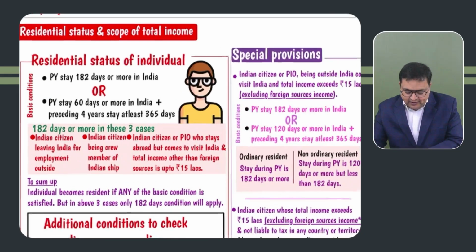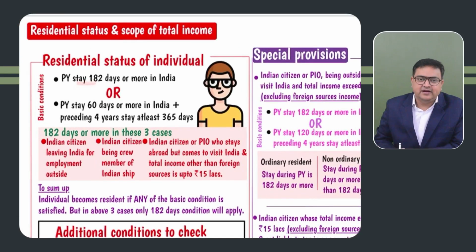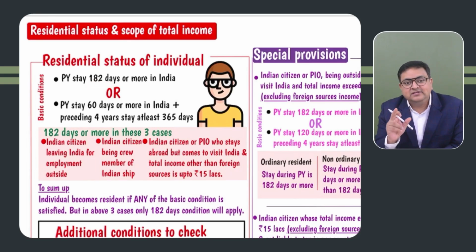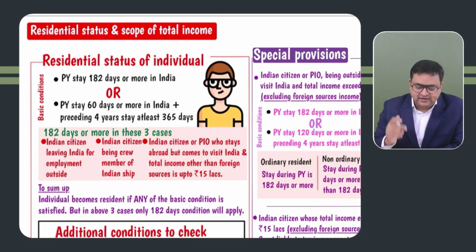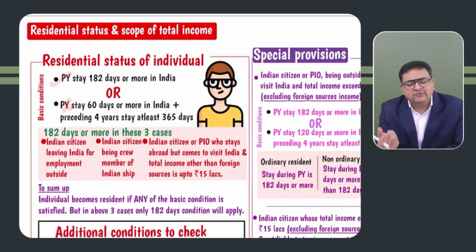Got it? Now, what are the basic conditions? The stay in India should be 182 days or more. If it is 181, no. At least the stay should be 182 days or more, then the assessee would be resident. So if the first condition is satisfied, no need to check the second condition because we need only one. Any one should be satisfied. So if it is satisfied, 182 days, the assessee would be resident. We'll further check ordinary or not ordinary. How will we check? I'll be discussing with you within a minute.